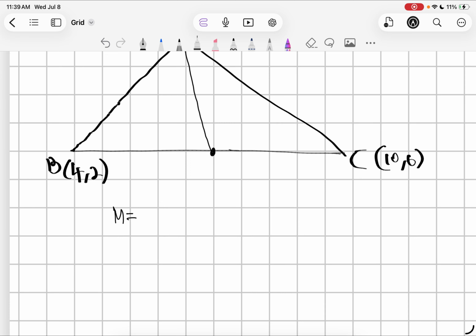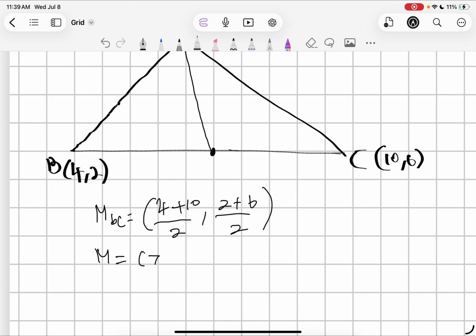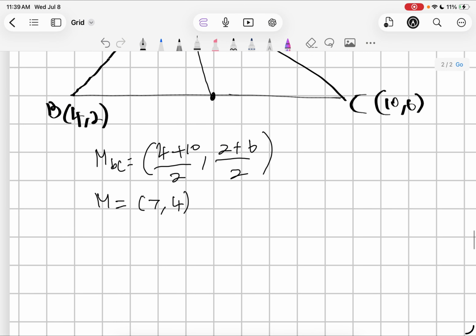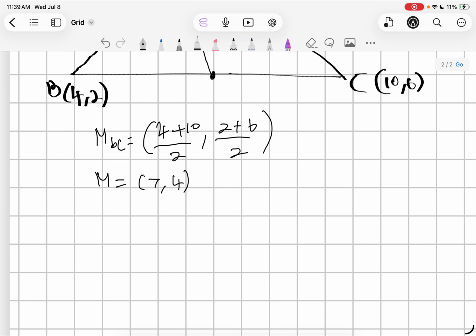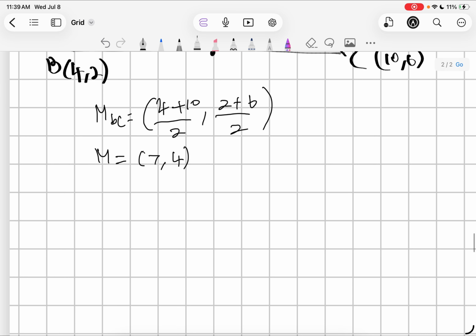M equals, you could even do it like this. M of BC equals 4 plus 10 over 2, 2 plus 6 over 2, equals 7 and 4. So there we go. We got the midpoint. Now the next step is to find the slope.